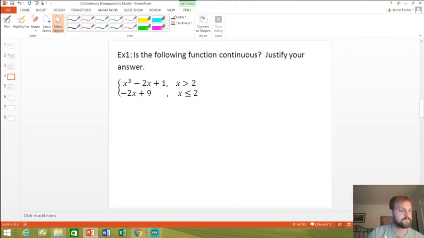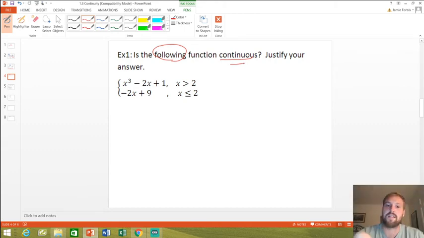All right, let's discuss this next one. It says now it's no longer a graph; it's an equation. It's a piecewise equation, which happens to be a very common question that we ask about continuity. It says, is the following function continuous? Justify your answer. Now, it didn't specify at any point, so it means the whole function.